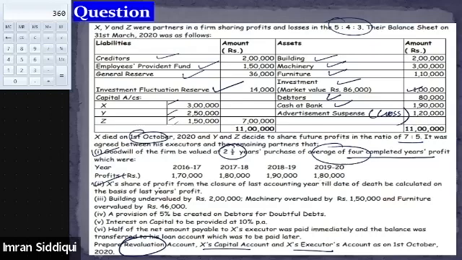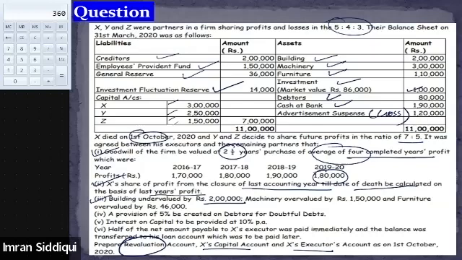Second adjustment says X's share of profit from the closure of the last accounting year till the death is to be calculated on the basis of the last year's profit. Last year's profit means the profit of 2019-20. That means the profit for the last year is 1,80,000. Then we have some information regarding the revaluation as well. Building is undervalued by rupees 2 lakhs.